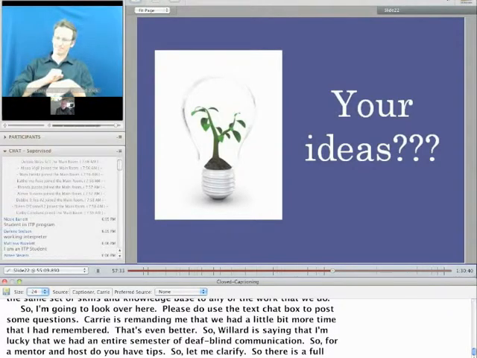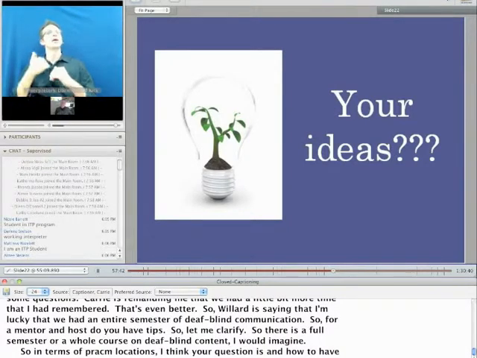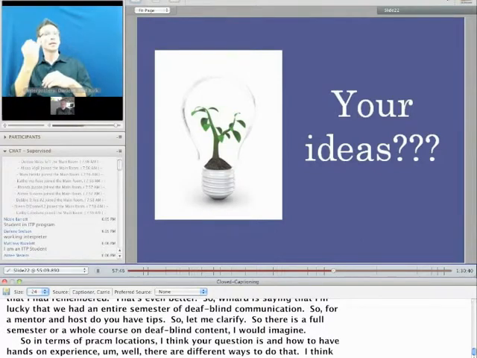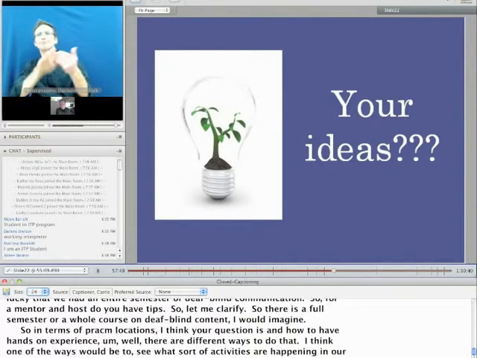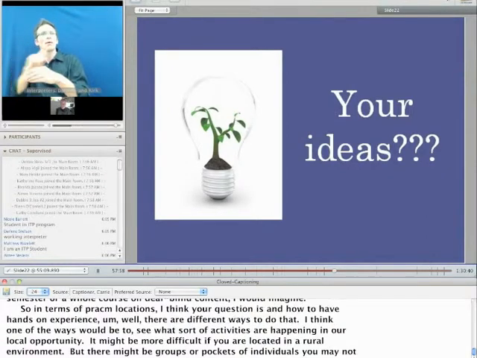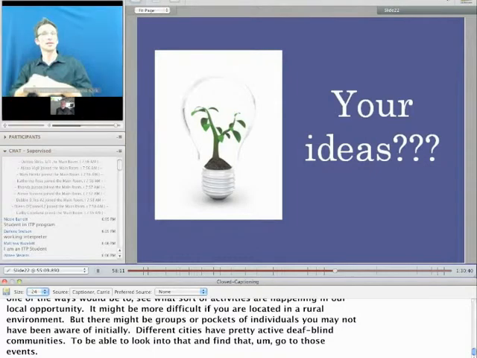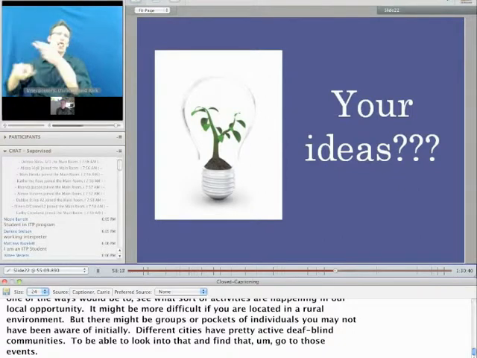So in terms of practicum locations, I think your question is how to have hands-on experience. Well, there are different ways to do that. I think one of the ways would be to see what sort of activities are happening in your local community. It might be more difficult if you're located in a rural environment, but there may be groups or pockets of individuals that you may not have been aware of initially. Different cities have pretty active deafblind communities, and you can look into that and find that and go to those events. Here on the East End, I'm quite fortunate. We have Helen Keller in our backyard, so obviously there are practical experiences there, but that's the rarest of situations. So I would look within your local community.